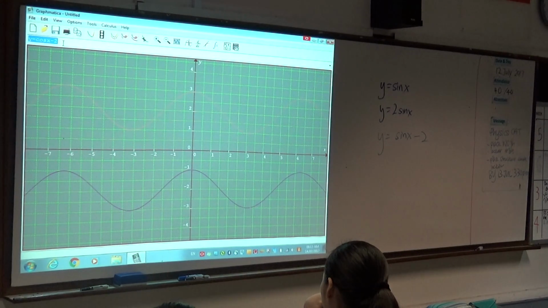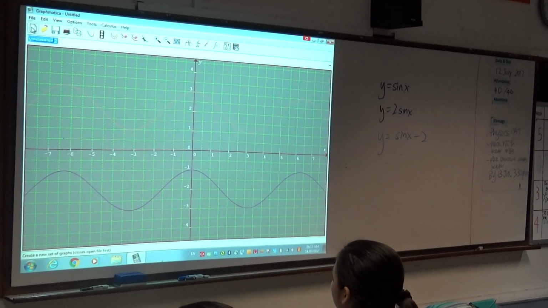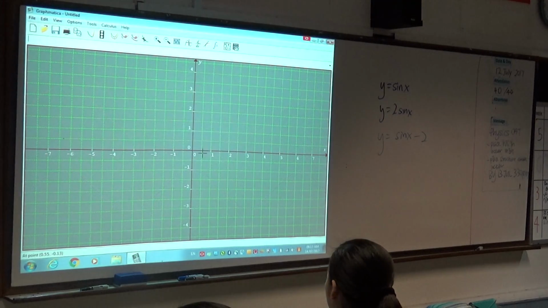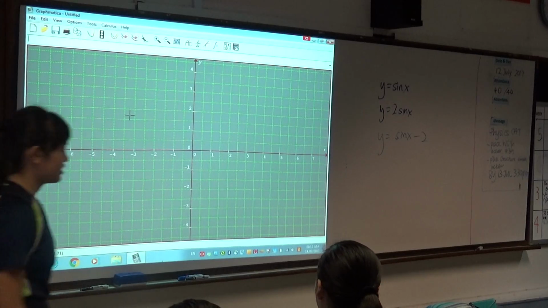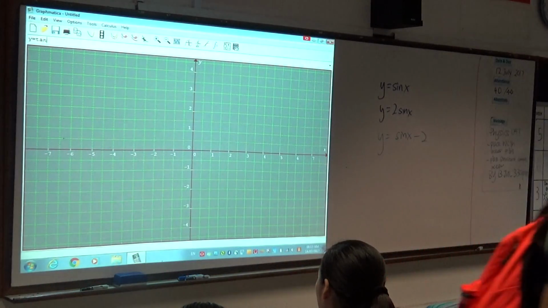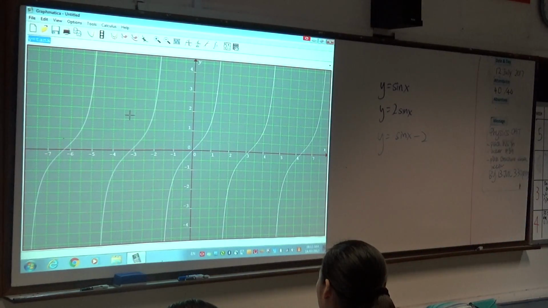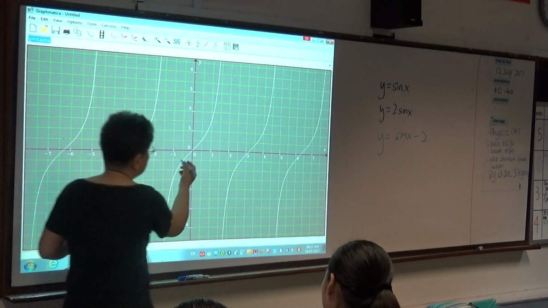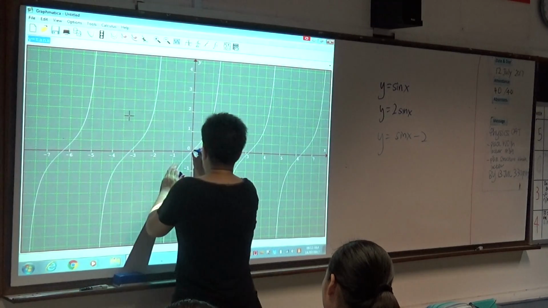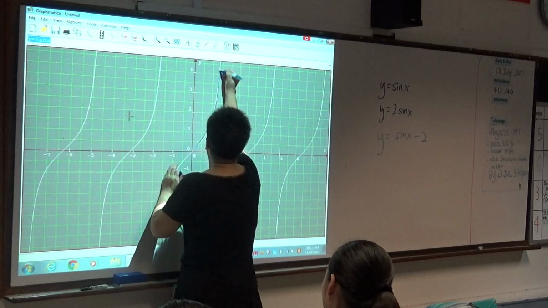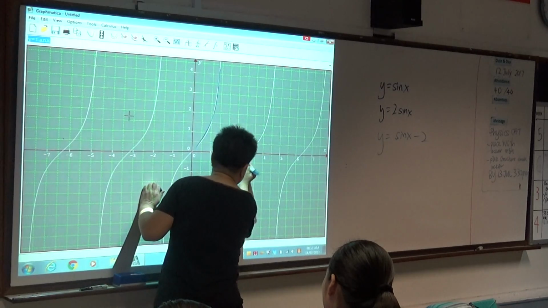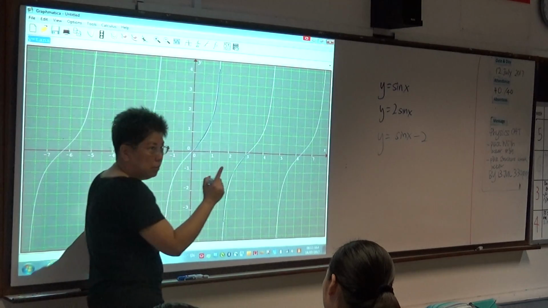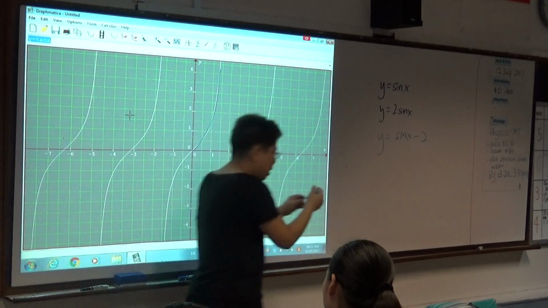Okay, right. Now, it's not these two that I'm worried about. It's the tangent curve. So let's take a look. Tangent curve, y equals tangent x. Now, this one is the difficult one. Everybody look up here, please. We always don't care about this side. This one and this one is 1 cycle. Understand? This is 1 cycle.